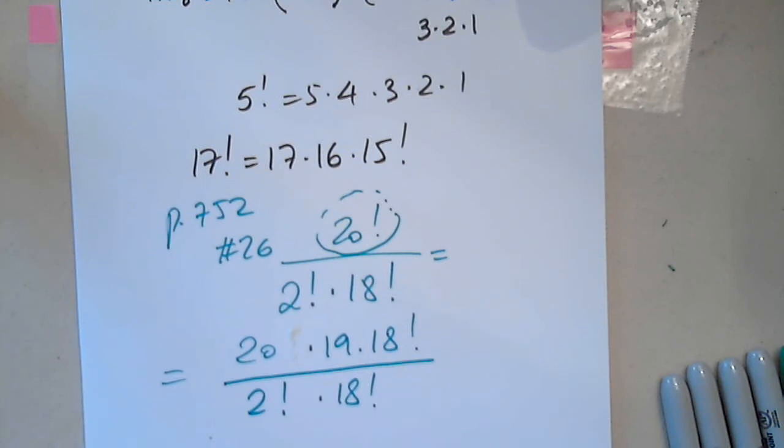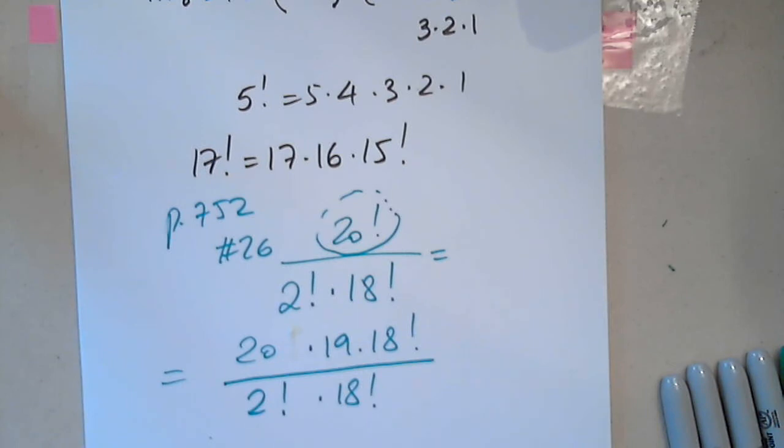Do you accept the top? Is the top okay? I don't understand why. Oh, okay, because you're trying to go 20 to 1, so 20. Okay, I get it now. Is that okay? Everyone? Yes.